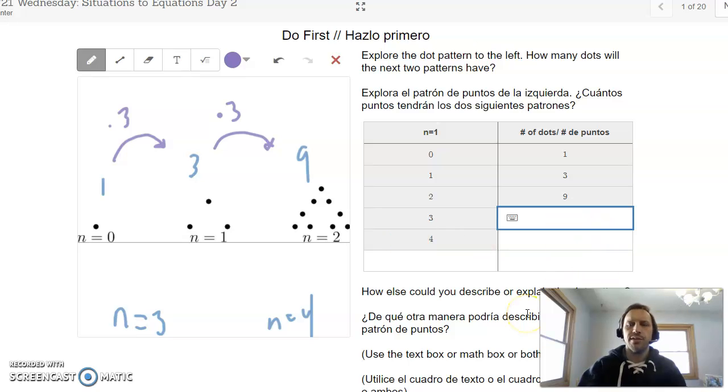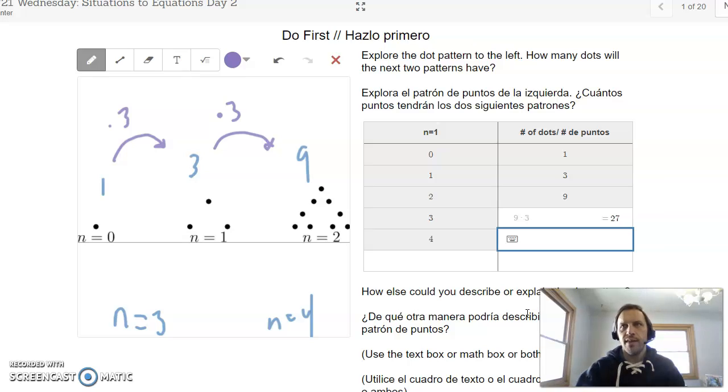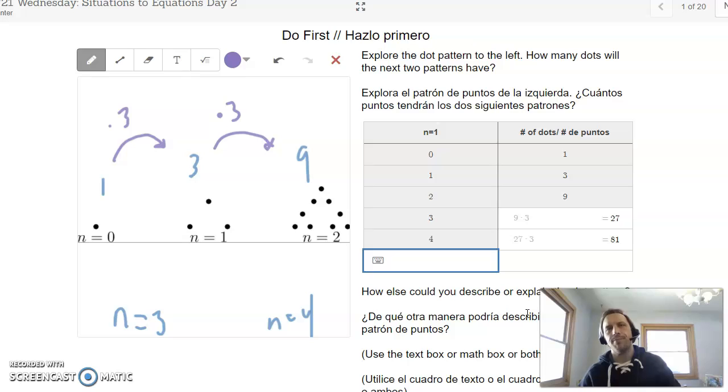So 9 times 3 is going to give us how many? 27. And then our next one, 27 times 3, is going to give us 81. You don't want to draw that out, right? You don't want to have to draw out 81 dots. And so this is why you have to have this conceptual understanding of these patterns so you can identify them without having to draw them.